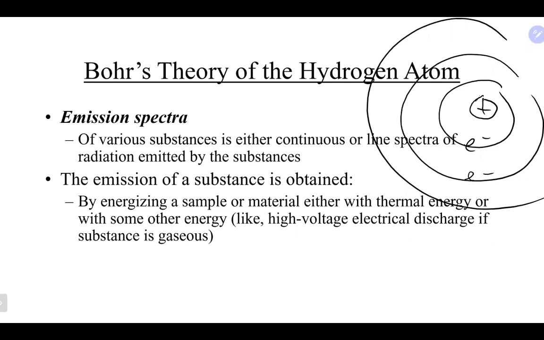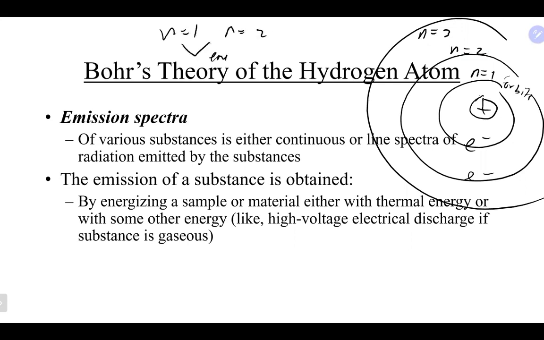He basically thought of electrons as being restricted to a certain orbit. It's either in this orbit here, the n equals 1 orbit, or the n equals 2 orbit, or the n equals 3 orbit.